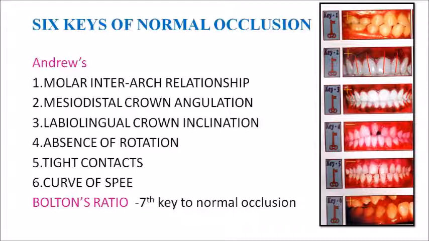If you view the posterior teeth from a mesial aspect and the gingival portion of the crown is more lingually placed than the occlusal area, it is referred to as positive crown inclination. If the gingival area of the crown is more labially placed, it is referred to as negative crown inclination. The anterior teeth show a positive crown inclination, that is, the gingival area of the crown is more lingually placed, whereas the posterior teeth show a negative inclination.